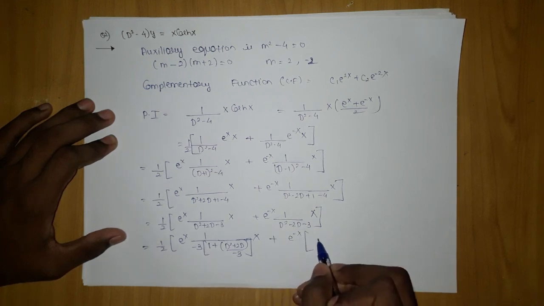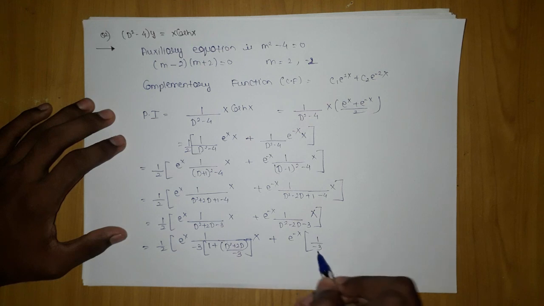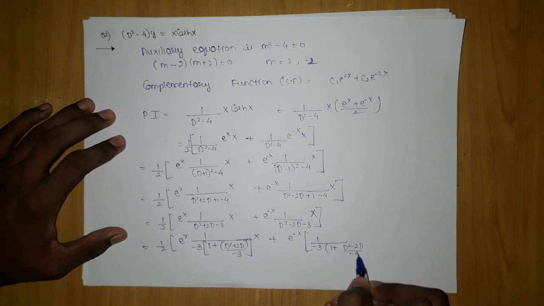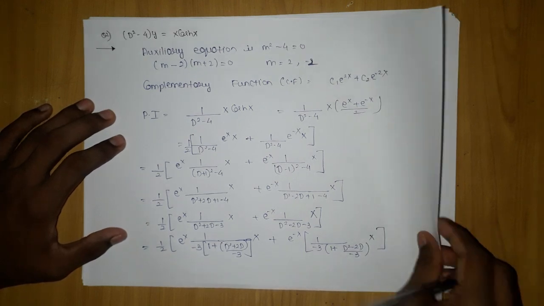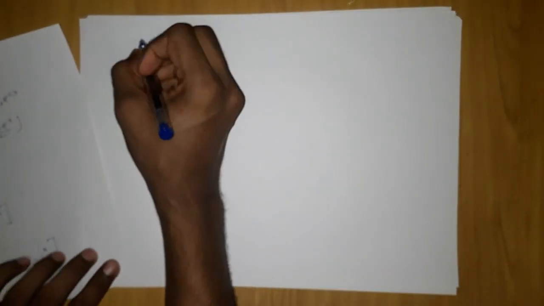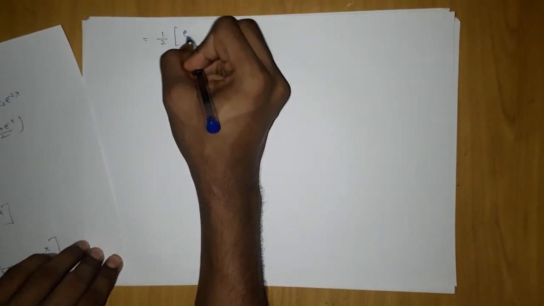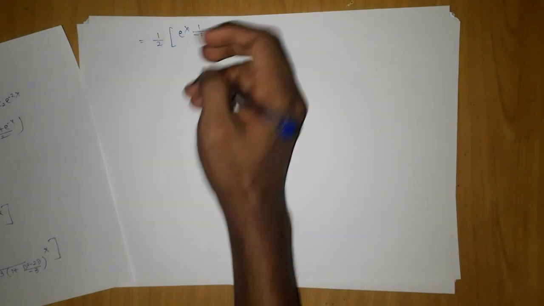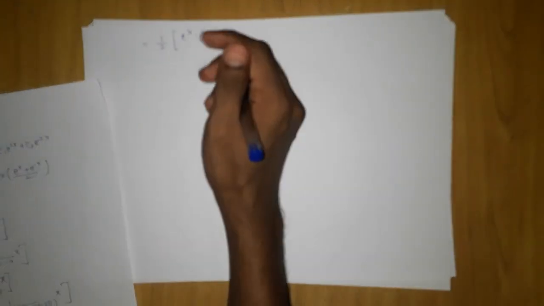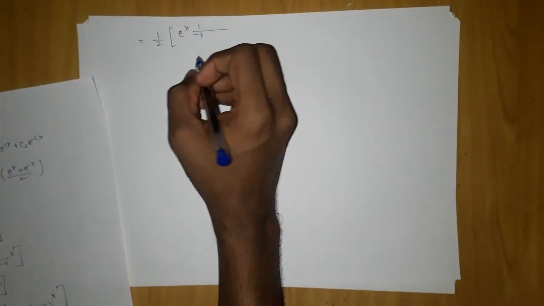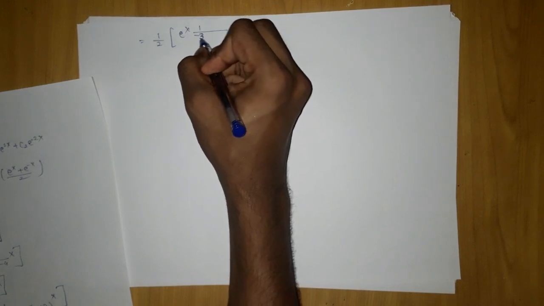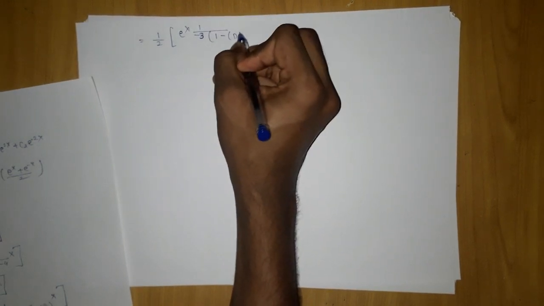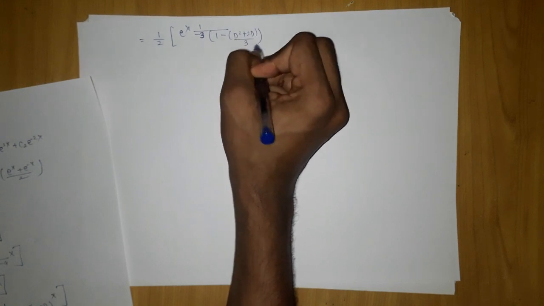Similar thing will happen here. What you are going to do, you are going to take minus 3 outside. The moment you take, you will get 1 plus D square minus 2D by minus 3 into x. Now if we solve it further, simplify it, 1 by 2 bracket e to the power x bracket 1 by minus 3 is outside. So what we are getting here is nothing but, we will shift this minus sign here. So what we will get finally is minus 1 by, the minus 3 will be as it is, 1 minus D square plus 2D by 3 into x.